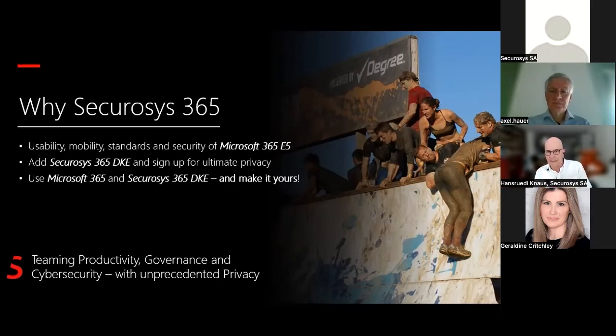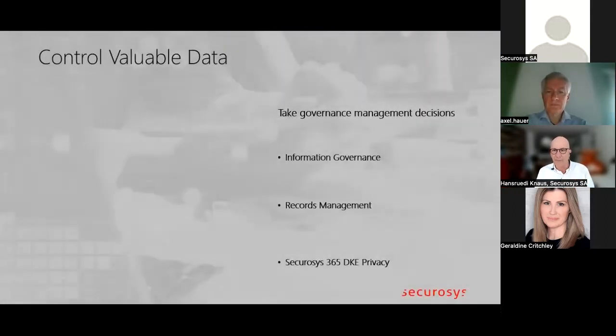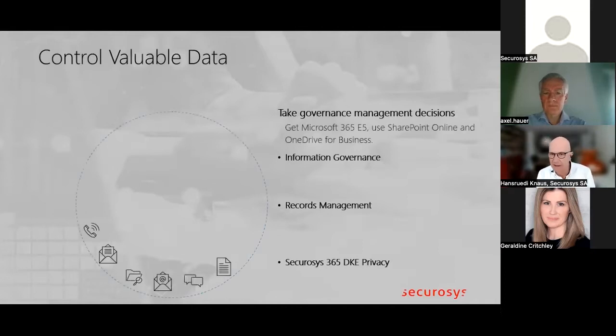So no one can see whatever we double encrypt within Microsoft. So teaming, productivity, governance, and cybersecurity with unprecedented privacy. That's about Securosys 365 Double Key Encryption. So how do we do that? We don't do double key encryption with everything. First, I would say you have about, let's say 80% of the data that's fine with residing in OneDrive for Business or SharePoint Online.